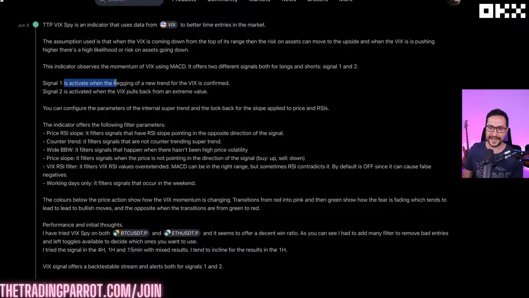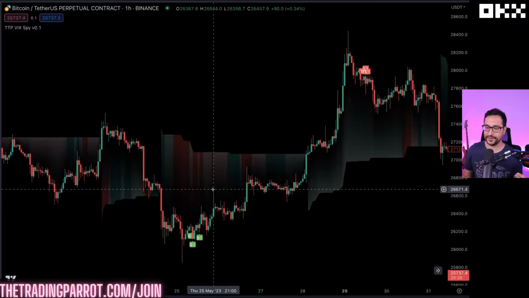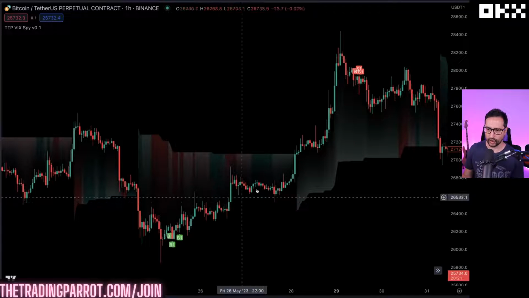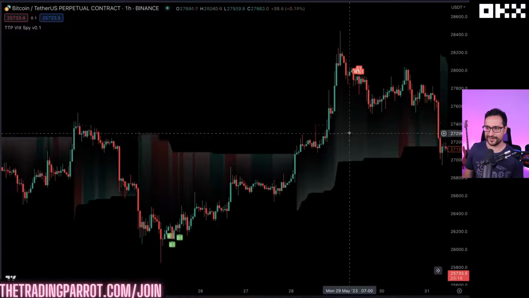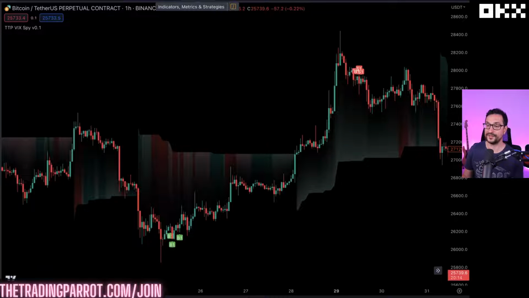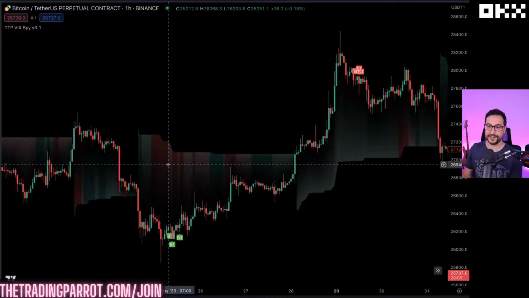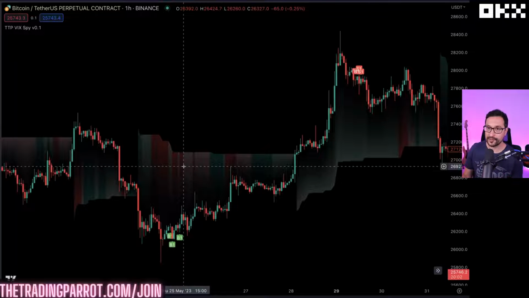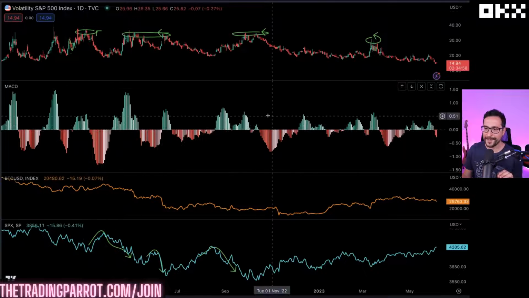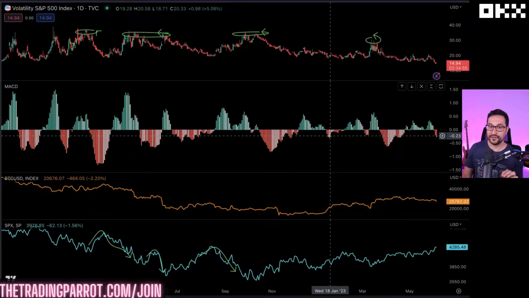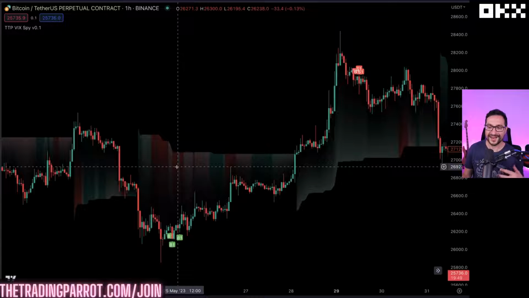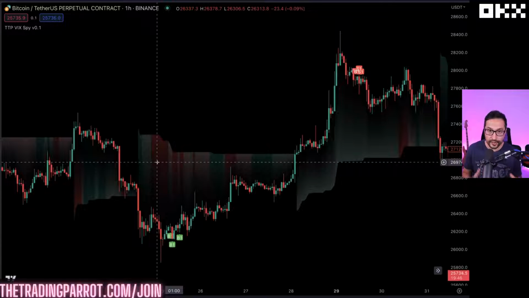The signal 1 is active when the beginning of a new trend for the VIX is confirmed, and the signal 2 is activated when the volatility index pulls back from an extreme value. Both of the signals are using green for the longs and red for the shorts. All this coloring that you can see above the price and sometimes below the price is nothing but a super trend. What matters about this super trend is that we are plotting it with a background that coincides with the colors of the MACD histogram when applied to the volatility index. Therefore, we are able to see what's going on under the hood with the volatility index while I'm trading BTC.